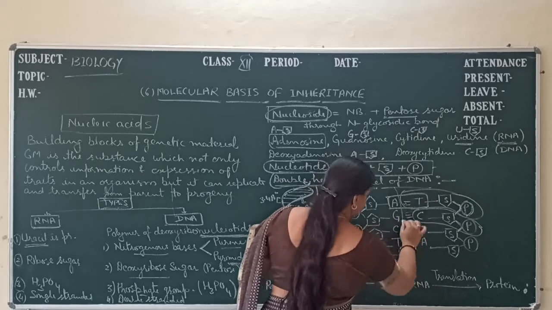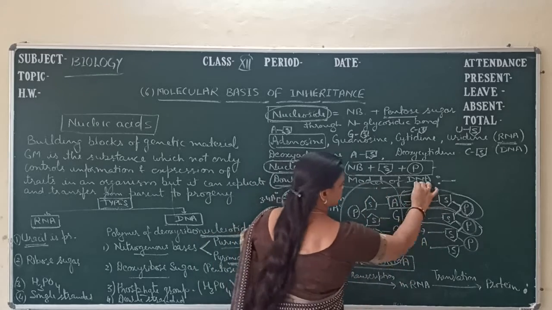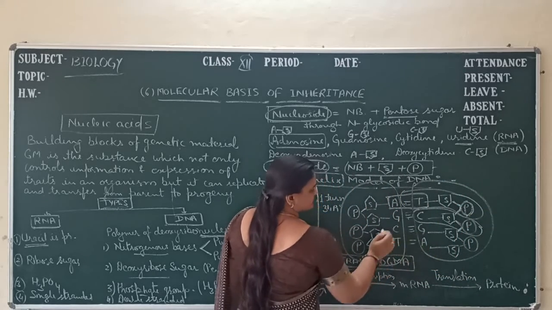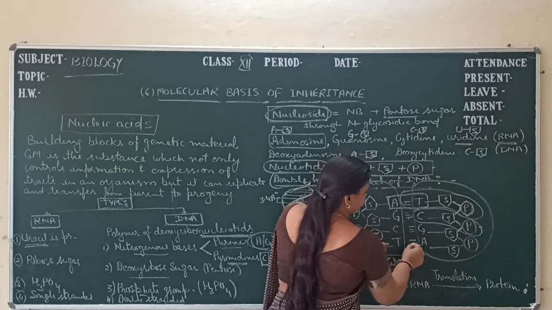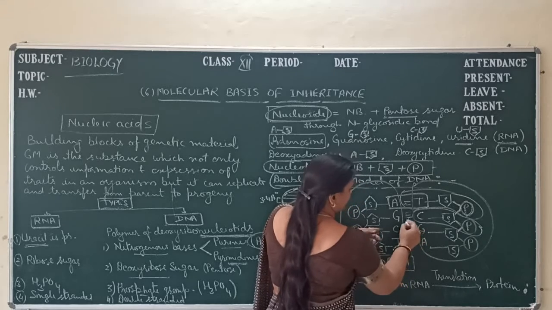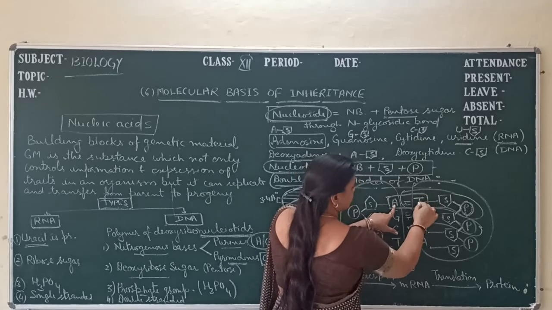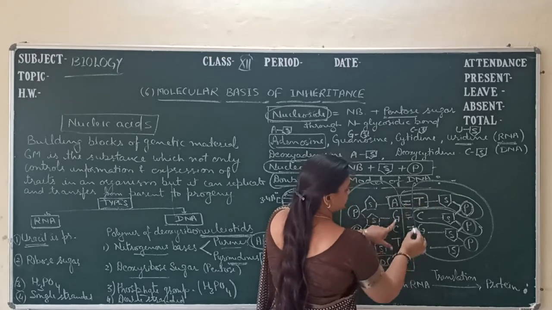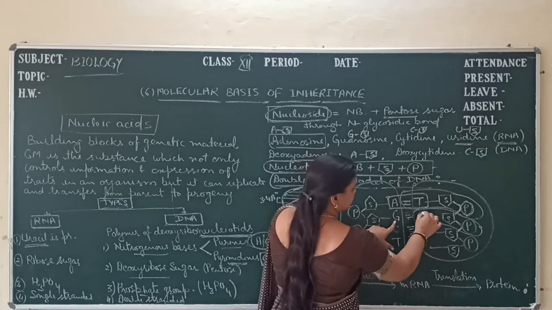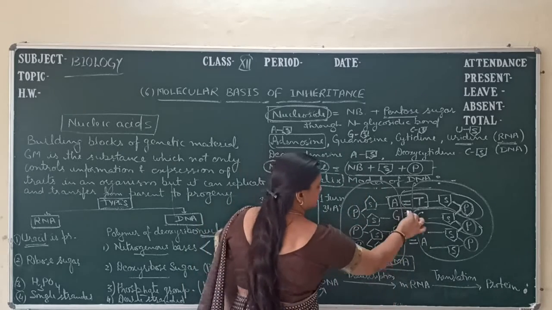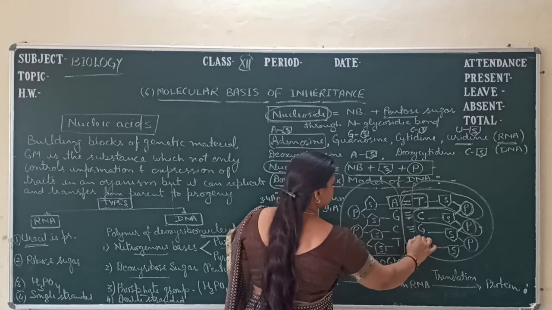This is one strand and this is the other strand, and both strands are joined by hydrogen bonds, and the combination of hydrogen bonds is fixed. Adenine is always connected to thymine with the help of 2 hydrogen bonds. Guanine is connected with cytosine with 3 hydrogen bonds. Clear? So these are the hydrogen bonds. They are very weak bonds.